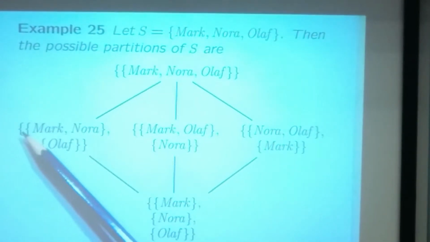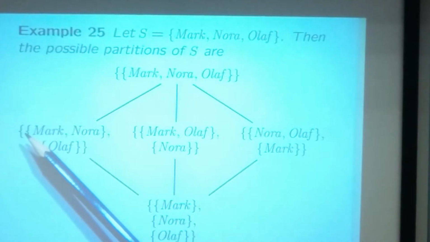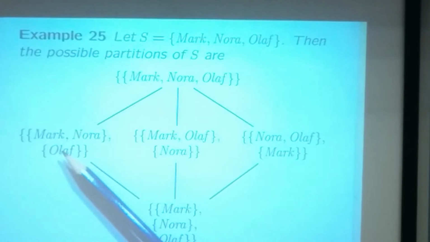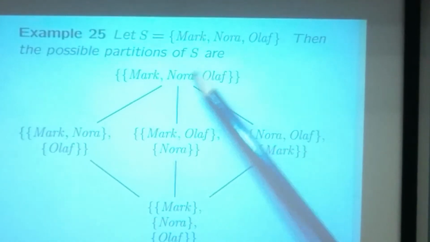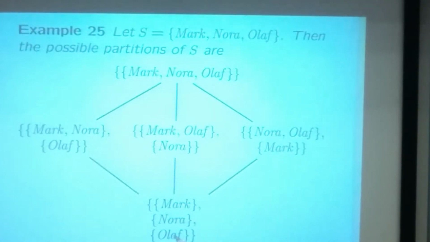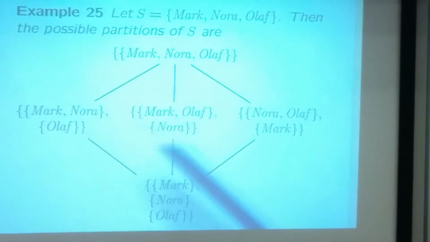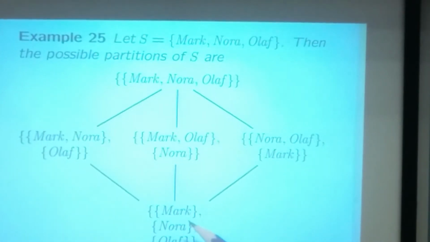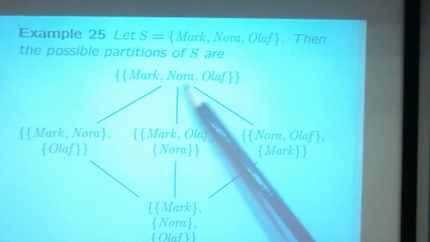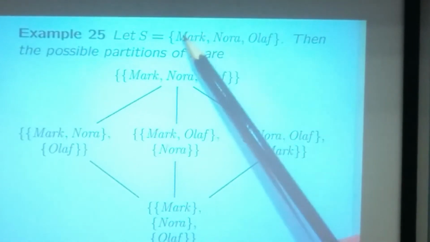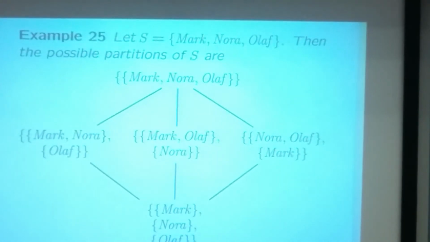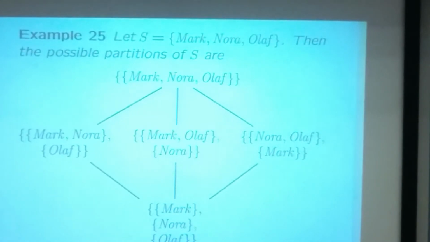Okay. So here is another partition. This time we put Mark and Nora sharing an office, and Olaf gets the office by himself. And at the opposite extreme, here's the solution where everybody gets an individual office. So each of these, in this case, 5 different configurations, each of those is a partition. Each of them separately, we say, is a partition of the original set, Mark, Nora, Olaf.